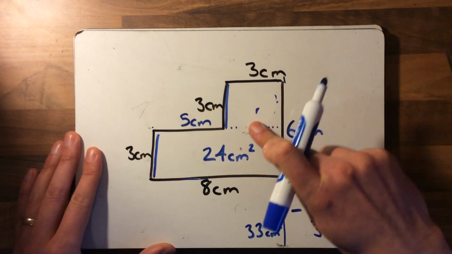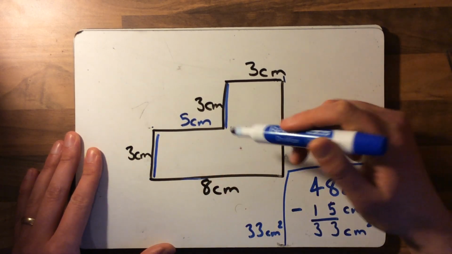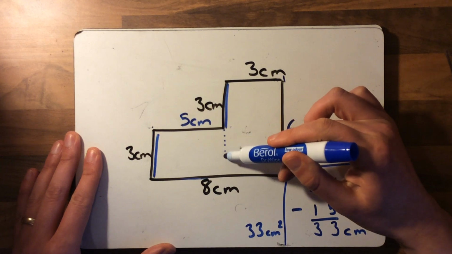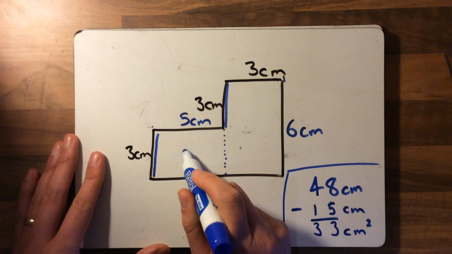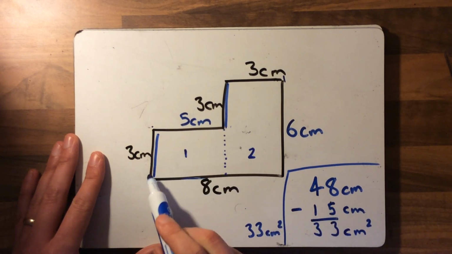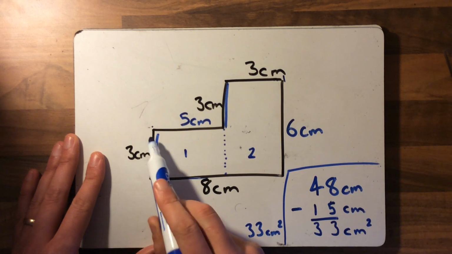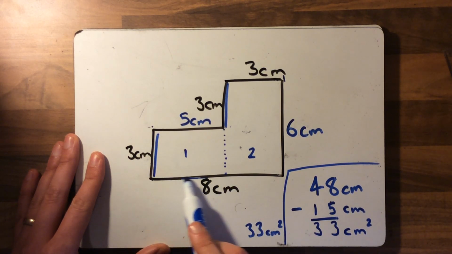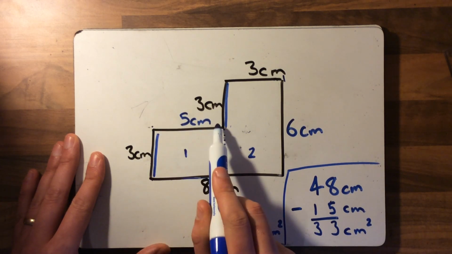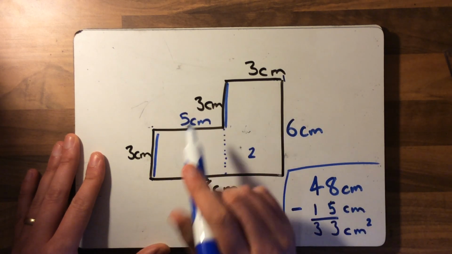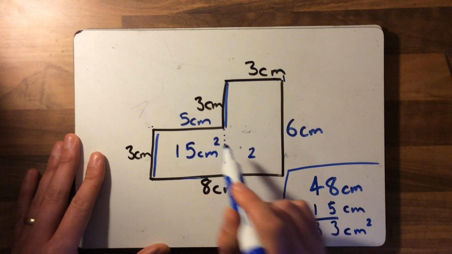Now, some people might have split the shape this way, which is absolutely fine. And if you've split it this way, let's look at rectangle 1, rectangle 2. So this one is 3 times by 5. Remember, it's not 3 times by 8, because 8 is the whole length and it's been split here. So it's 3 times by 5, which is 15. So the area of this one is 15 centimetres squared.